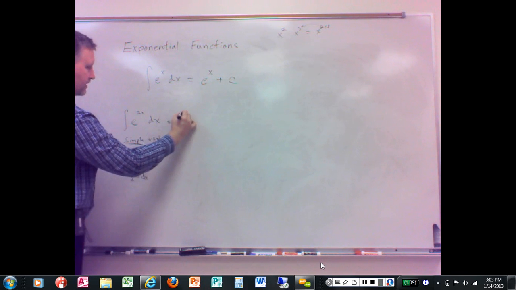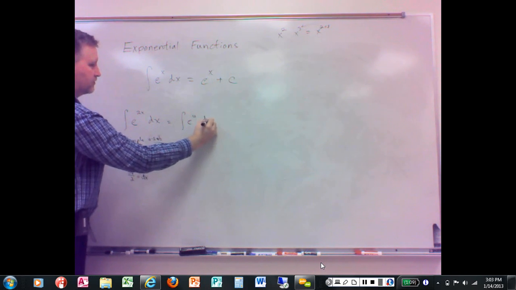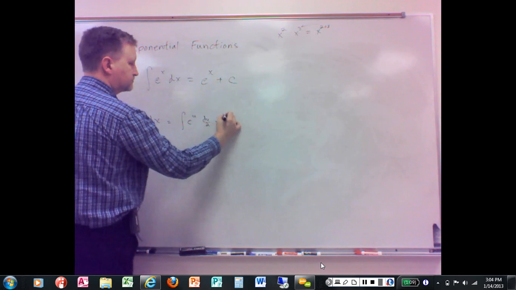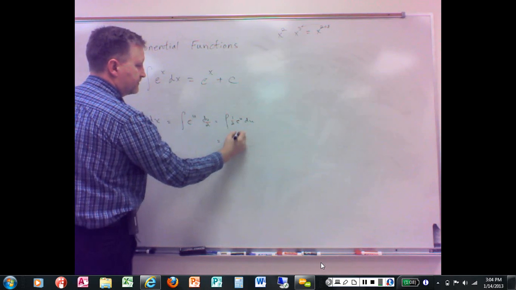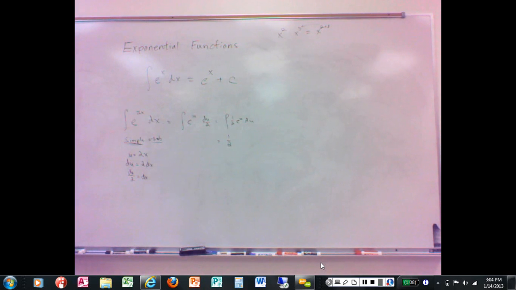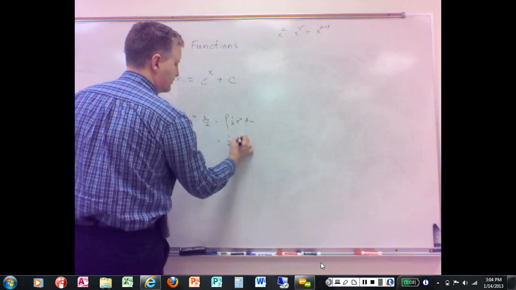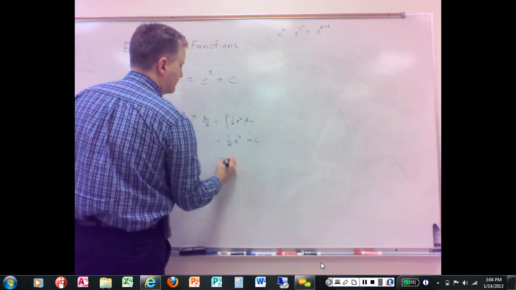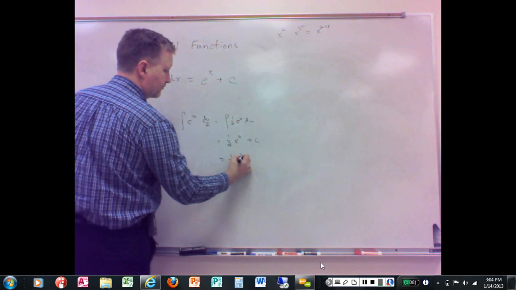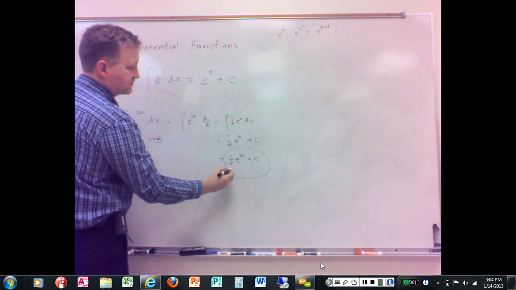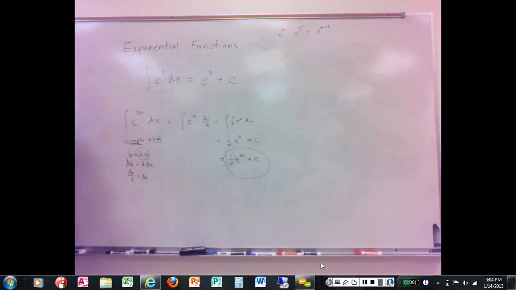So this is just going to work out to be e to the u times du over 2, or 1/2 e to the u du. The antiderivative of e to the u is e to the u plus c. So I have 1/2 e to the u plus c. Just go back to what u is, 2x. When I say simple substitution, you wind up with that little fraction because of the number there.